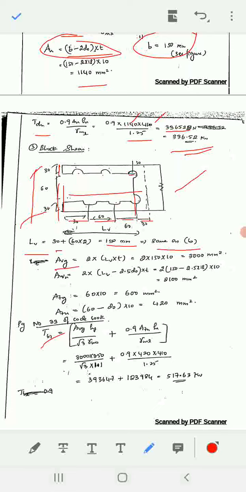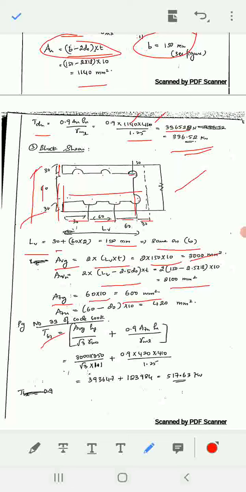Avg is equal to 2 into Lv into T, right? That is formula. These formulas you have to remember. Same way in the first problem also, I gave formulas for angles. Here plates are a little bit different, you can identify with those formulas. Lv into T is 150 into 10, you will get 3000 Avg. Then 2.5 d naught, because in one row 3 bolts are there, so 2.5 d naught into T, 2100. Atg is Lt into T, Lt is 60 into 10, that is 600. Pitch into T you can make it.